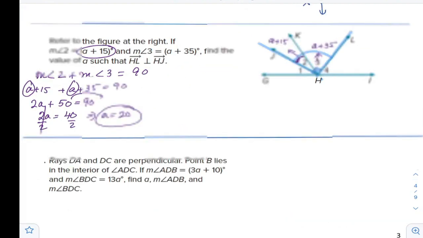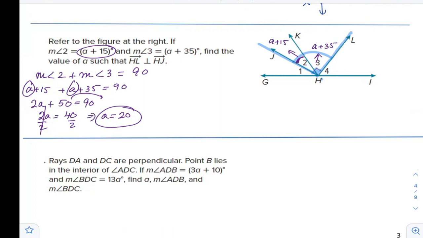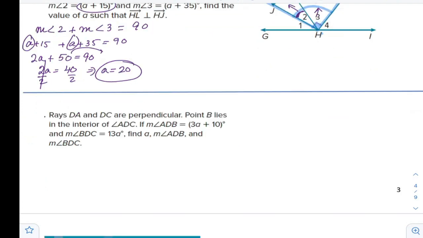Easy. If he wants to find each measure alone, يعني مثلا measure of angle 2 how much, و 3 how much, just replace. حط 20 مكان ال A بتصير 20 plus 15, 35, والثانية نفس الشيء 55.